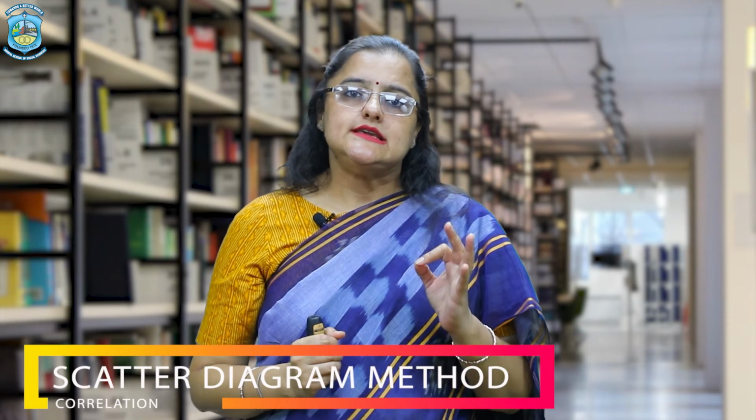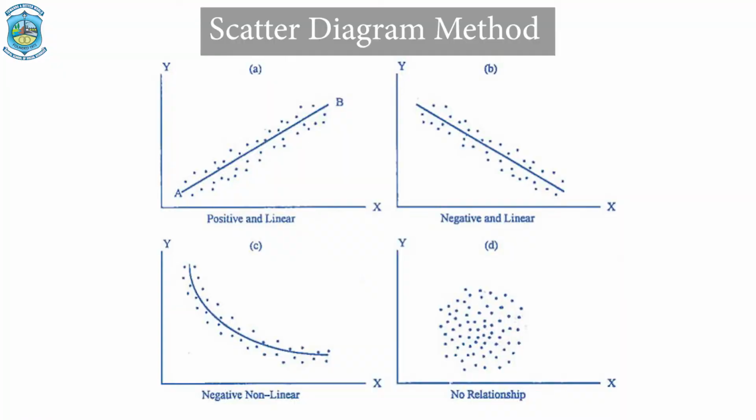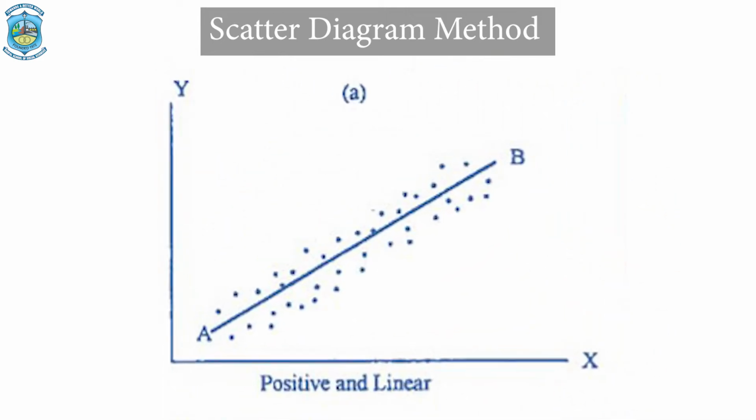Pictures are the easiest way to depict the relationship between the variables. Here on the screen you can see four different figures that are depicting the relationship between two variables x and y. The first figure shows a positive correlation between the variables.